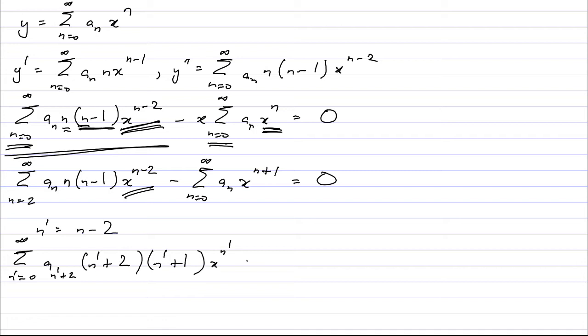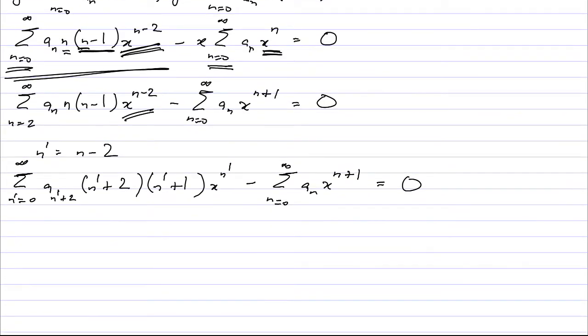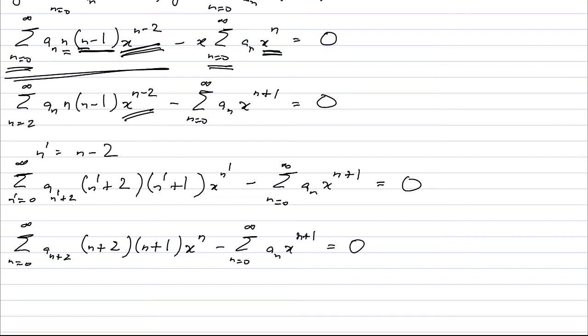And you have minus the sum from n equal to 0 to infinity of a n x raised to power n plus 1, equal to 0. Now for the first sum, of course, I can change my dummy summation variable from n prime to n. So I have the sum from n equal to 0 to infinity of a n plus 2, n plus 2, n plus 1, x raised to power n, minus the sum from n equal to 0 all the way to infinity of a n x raised to power n plus 1, equal to 0.